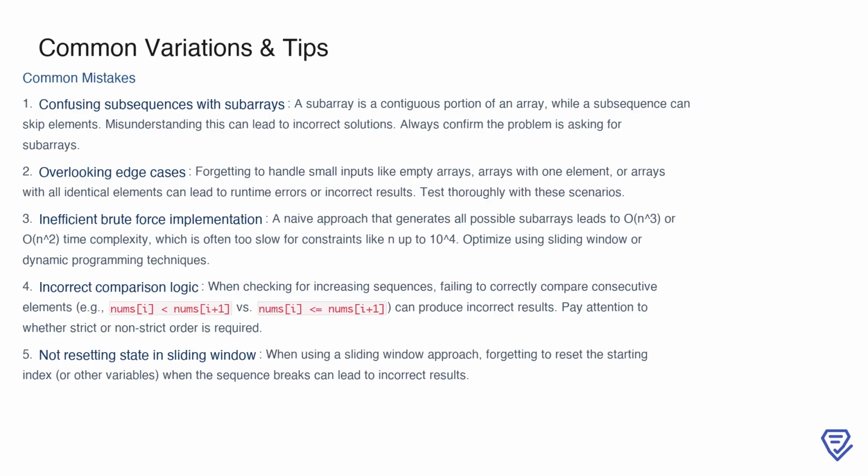Also, pay close attention to comparison logic. For instance, when checking for increasing sequences, ensure you're using the right operators, whether strict inequality like nums[i+1] > nums[i], or non-strict inequality, depending on the problem's requirements. Lastly, when using a sliding window approach, don't forget to reset your variables, such as the starting index, whenever the sequence breaks. Neglecting to reset state can lead to incorrect results even with an otherwise correct algorithm.